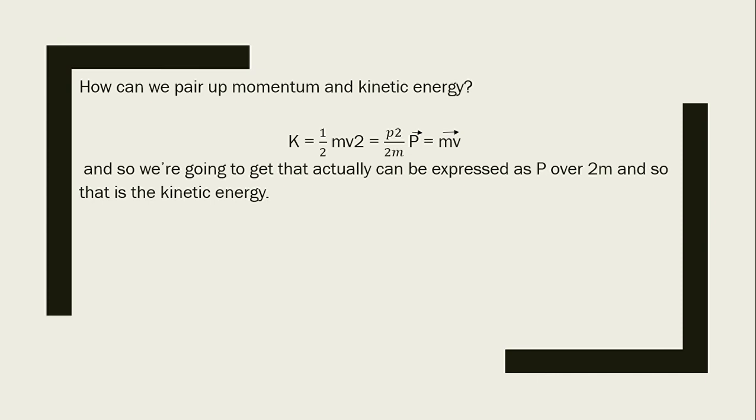So how can we pair up momentum and kinetic energy? The formula is like this. And so we are going to get that actually can be expressed as p squared over 2m, and so that is the kinetic energy. Okay, I think enough.